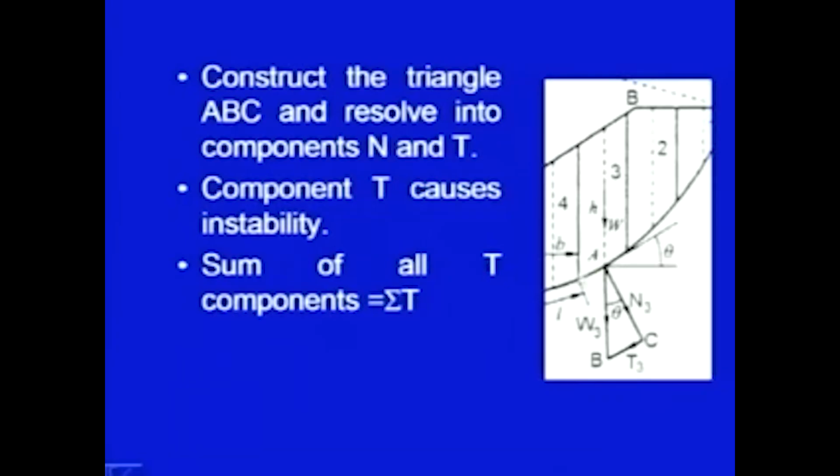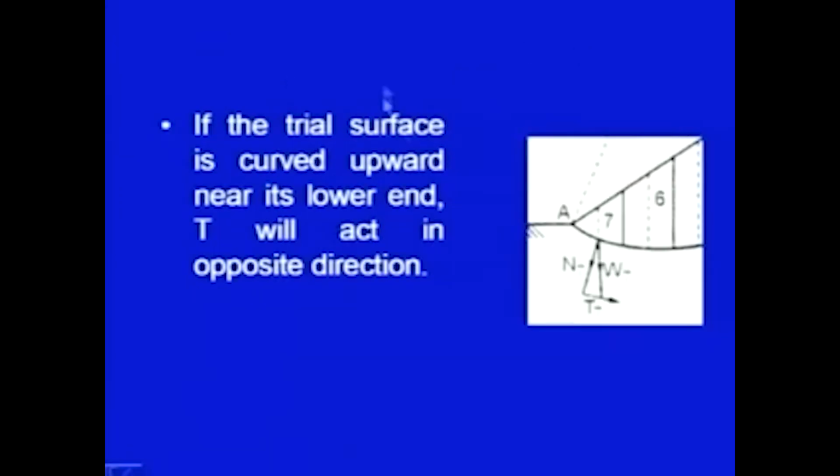resistance, shearing resistance. So, we can now plot it very conveniently on a graph paper. You can just plot another h here, plot radial vector, plot another h here, plot radial vector and so on. Then you can get the sum of all components, summation of t. And if the trial surface is curved upward near its lower end, t will act in the opposite direction. This point also I have discussed earlier.